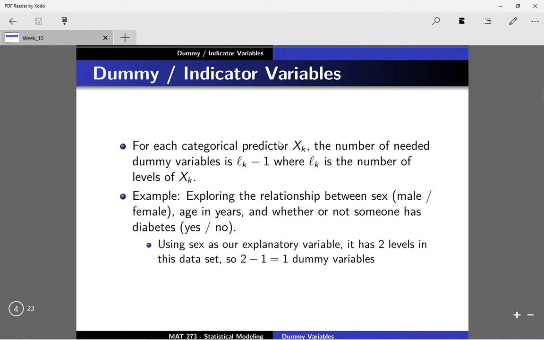Okay. And again, since sex, our explanatory variable, only has two levels, we need 2 minus 1, which is one dummy variable, to represent this in our predictive model. Categorical predictors with more than two levels will need additional dummy variables. So for example, if we had the region where somebody was from, say if it took on values of North America, Europe, or Africa, that would be 3 levels, so we would need 2 dummy variables to represent that predictor variable in our model.